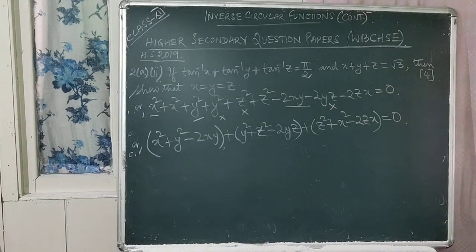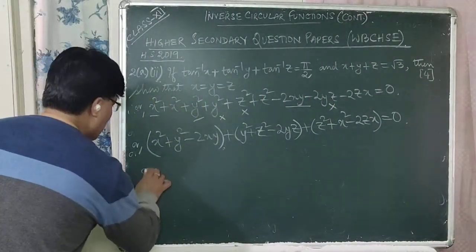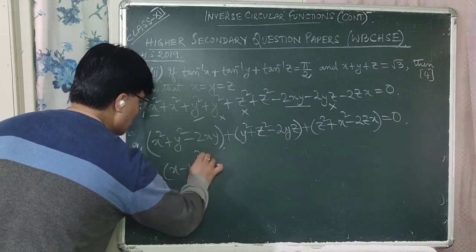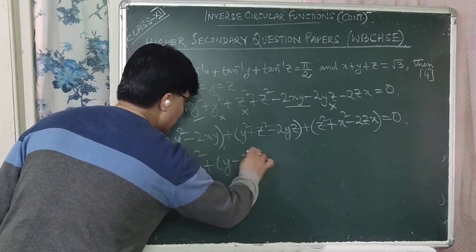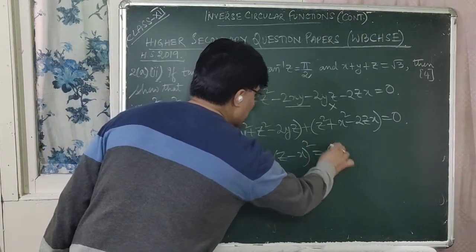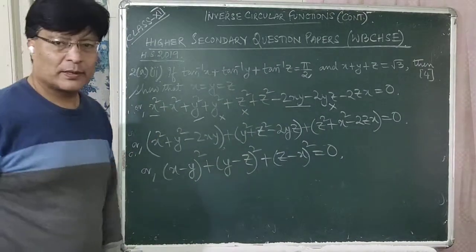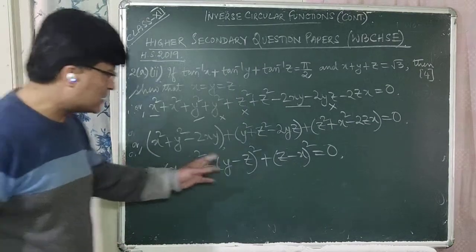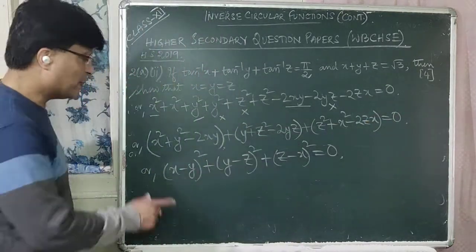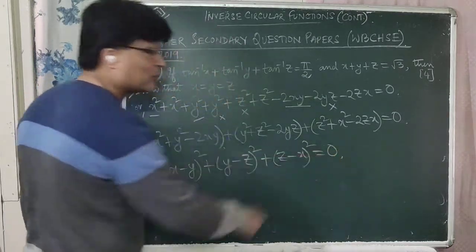So now you can use the formula out there. So what is the formula that you can use there? a square plus b square minus 2ab, which is equal to a minus b whole square. Okay? So it is x minus y whole square plus y minus z whole square plus z minus x whole square, which is equal to 0. Now all this left hand side is equal to 0. That means x minus y whole square term plus this whole square term plus this whole square term is equal to 0.